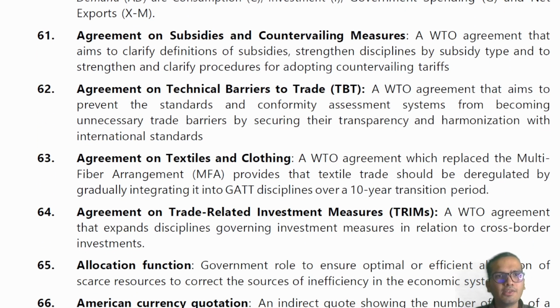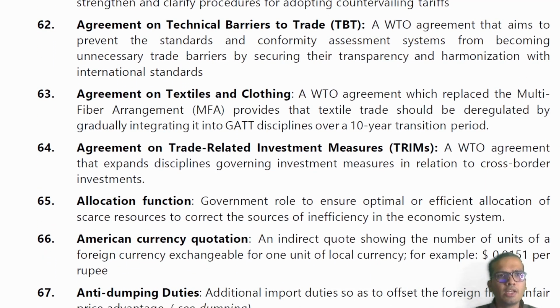Then comes agreement on subsidies and countervailing measures. So, a WTO agreement that aims to clarify definitions of subsidies, strengthen disciplines by subsidy type, and to strengthen and clarify process for adopting countervailing tariffs. Then comes agreement on technical barriers to trade (TBT). So a WTO agreement that aims to prevent the standards and conformity assessment systems from becoming unnecessary trade barriers by securing their transparency and harmonization with international standards.